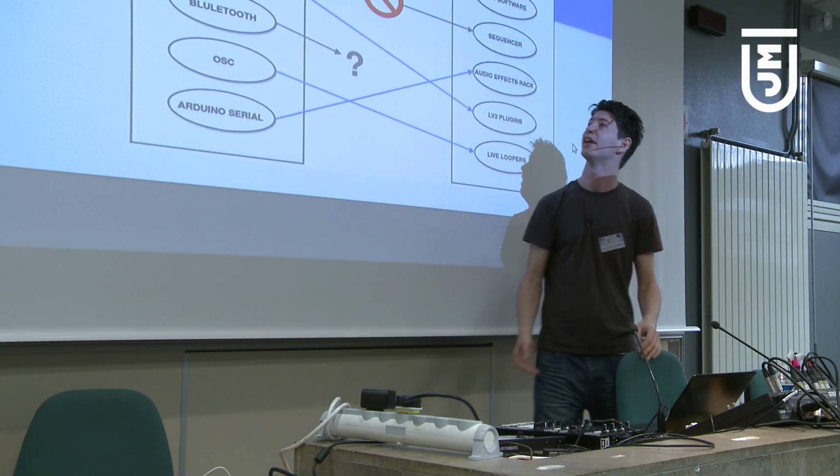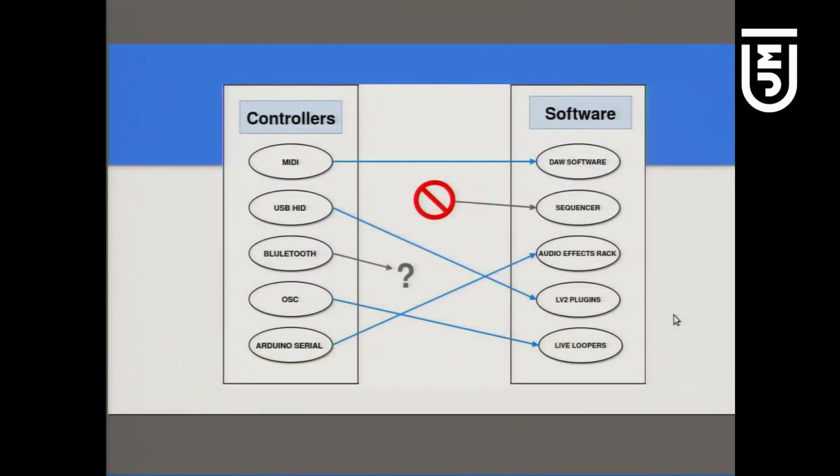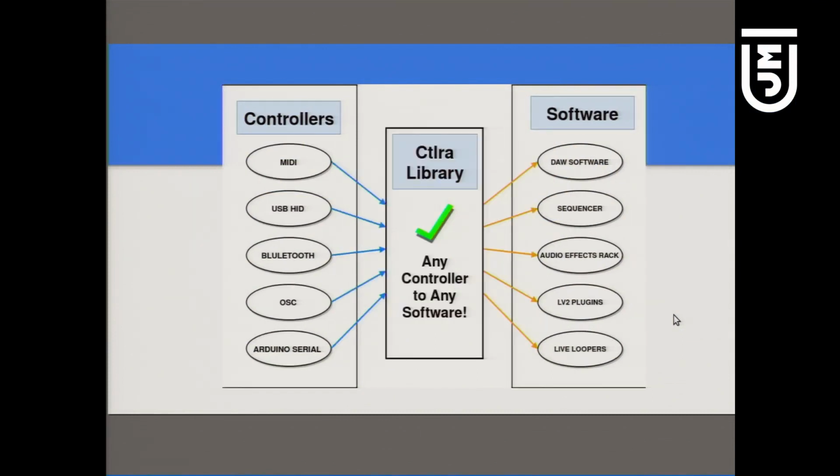So I showed you this image earlier of non-ideal, shall I say, mappings from hardware devices and various types of controllers to software in the Linux audio ecosystem. And this is hopefully, marketing slide, what we achieve from this. So what I'm hoping to achieve is that we can use MIDI devices, USB HID devices, Bluetooth devices, OSC, and whatever else you can think of, Arduino serial based devices, have those all broadcast their events into the Ctrla library, and then have a DAW support the Ctrla library as an abstraction for events coming in and out.